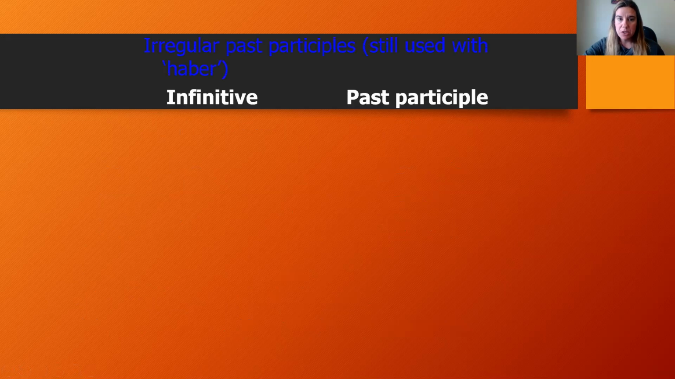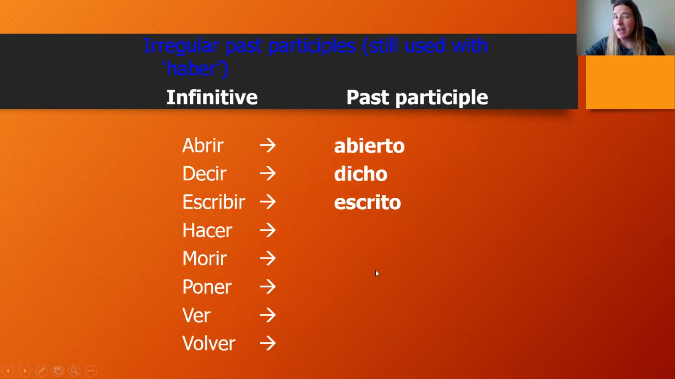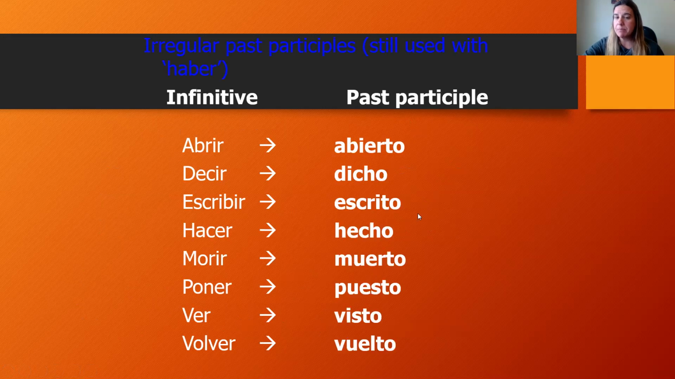There are some verbs in Spanish that have an irregular past participle. So these verbs that you see on your screen here, you're not going to be able to just drop the AR, ER, or IR off the end and add ado or ido. You just have to, and there's no trick, you just have to memorize these verbs and their past participles. So abrir is abierto. So if I wanted to say I have opened the door, it would be yo he abierto la puerta. Decir is dicho.